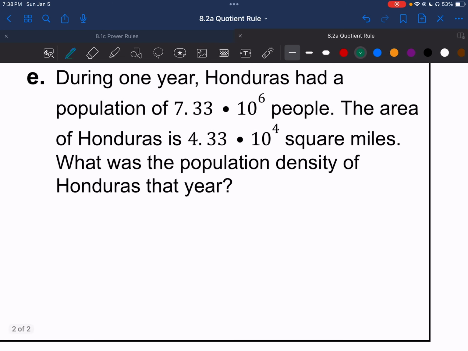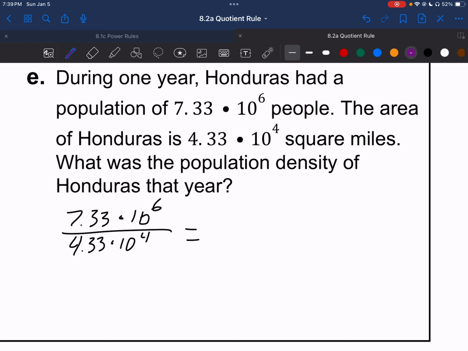Another population density one. So during 1 year, Honduras had a population of 7.33 times 10 to the 6th people. The area of Honduras is 4.33 times 10 to the 4th square miles. What is the population density of Honduras for that particular year? So we have 7.33 times 10 to the 6th people over 4.33 times 10 to the 4th square miles.